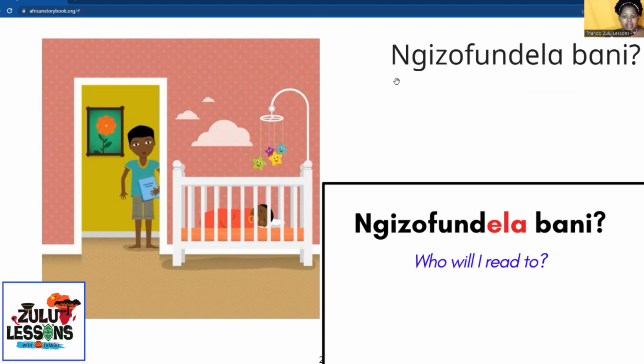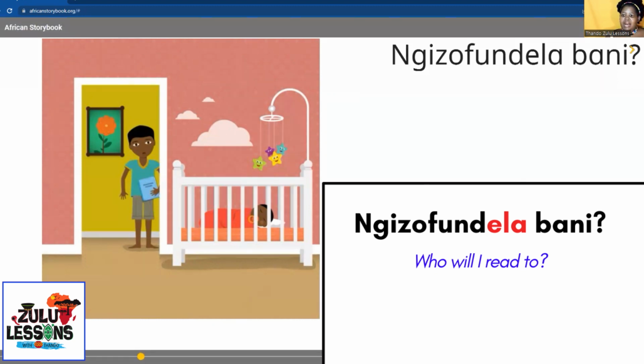This is I, of course, ngi. And this article here, that's zo. Don't make it higher pitched, make it low pitched, zo. That zo is the future. Who will I read to? This bani, you would have seen this many times when we talk about introducing ourselves, for example.